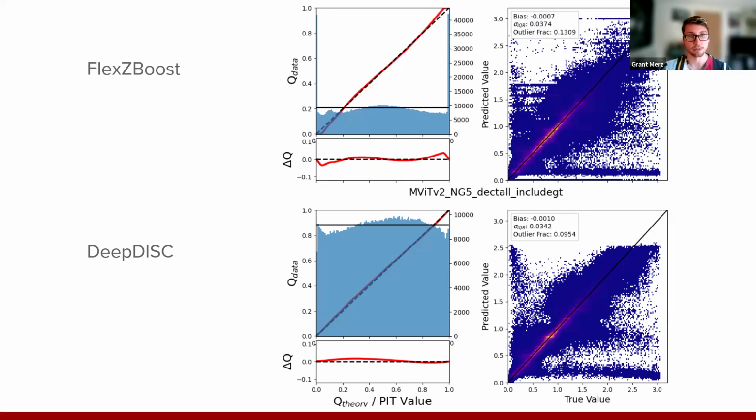And then here comparing to another catalog-based code like ZBoost, again it has these peaky aspects of the PIT histogram at low and high values, which we don't see within our DeepDISC run. You may notice that not a lot of objects have a predicted redshift above 2.5. I think this is largely due to the N of Z of the training sample. So we're looking into some data augmentation strategies to allow the networks to learn more from that less information at high Z.